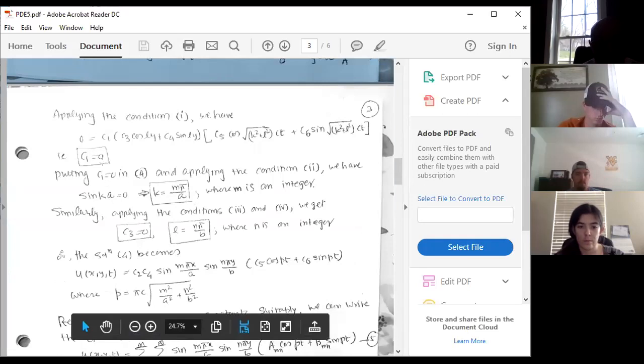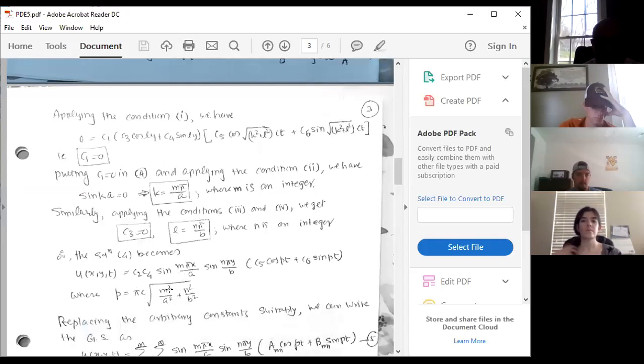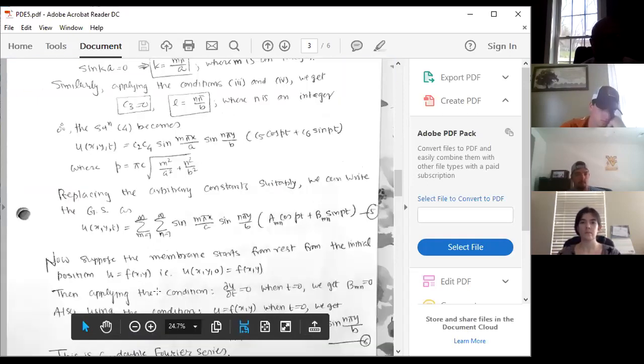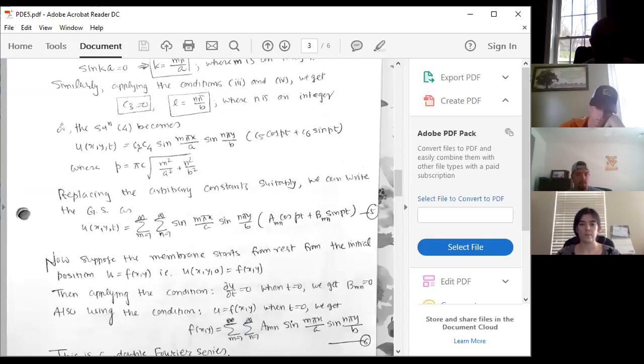If you plug all these blocks, 1, 2, 3, 4, into your solution, you're going to get u(x,y,t) equal to C2, C4, sine m pi x by a, sine n pi y by b, C5 cosine pt and sine pt, where p is given in this form. I just wrote it down, my l and m factors separately: m square by a square plus n square by b square. P equal to this one. Please keep in mind this thing. This is the solution.